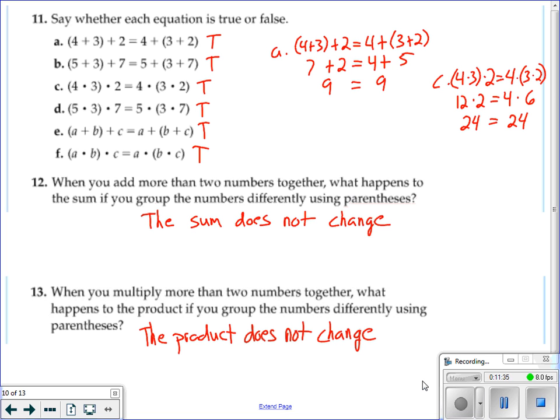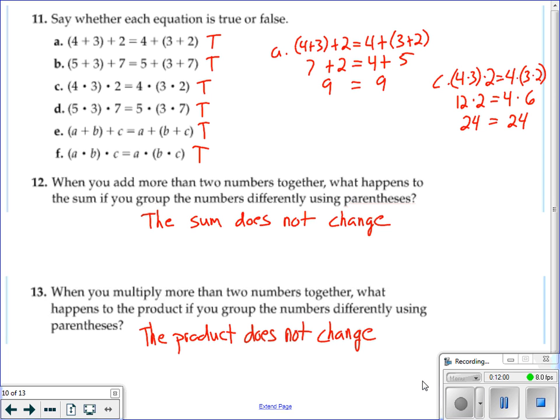So if you look at the example, if we do 4 plus 3 first, we're going to get 7. So on the left side we're going to end up with 7 plus 2. On the right side, we have to do the 3 plus 2 first, and we get 5. So we end up with 4 plus 5. Well, 7 plus 2 is 9, and so is 4 plus 5. That's also 9. So again, that gives us a true statement.